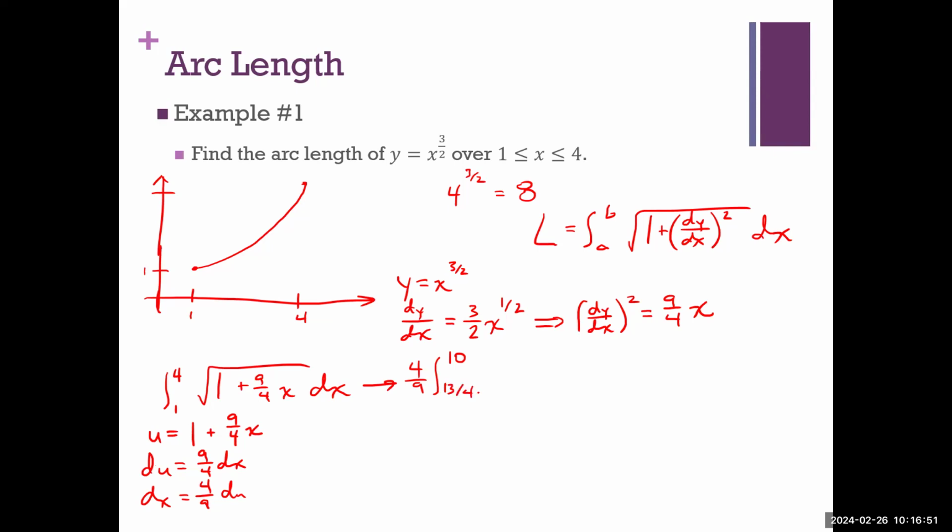13/4. So again, that comes from 1 plus 9/4 times 1 and 1 plus 9/4 times 4. So 13/4 and 10. And the new integral is 4/9, which I'm pulling to the outside, times the square root of u du. So the integral looks totally different. Are we okay with how we got here after the substitution?